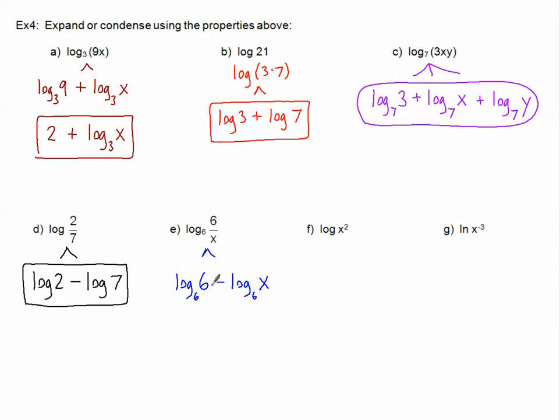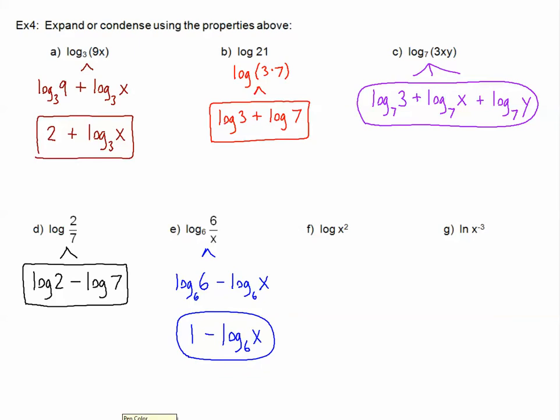But this one, now I can simplify more. What does this base 6 need to be raised to become 6? Well, that should be obvious, that it's just the first power. 6 raised to the first power becomes 6. So the log base 6 of 6 can be replaced by the 1. And not much going on here because I have a variable. So that must be my simplified answer.